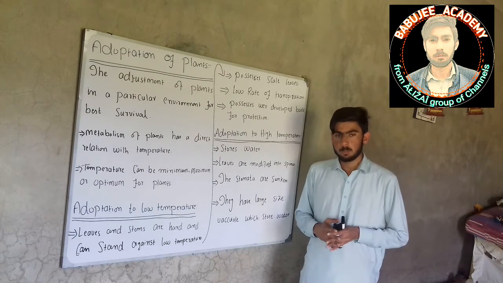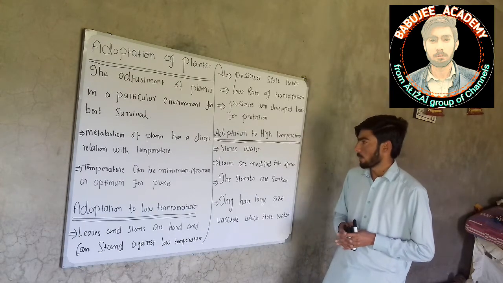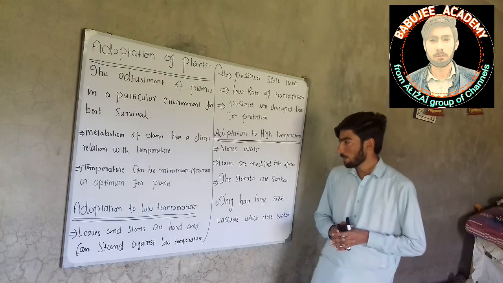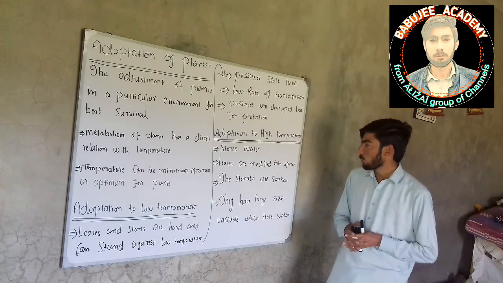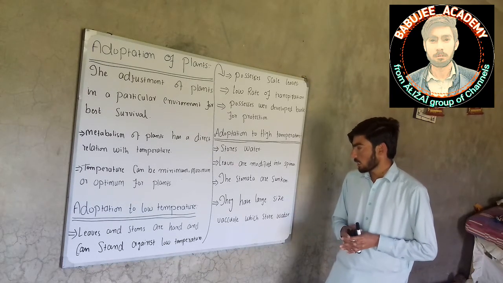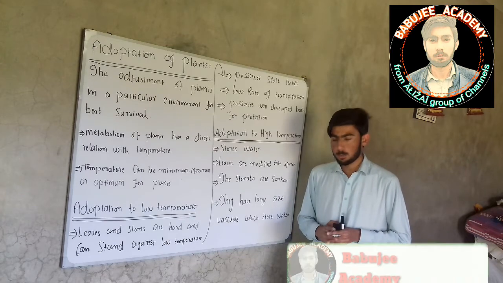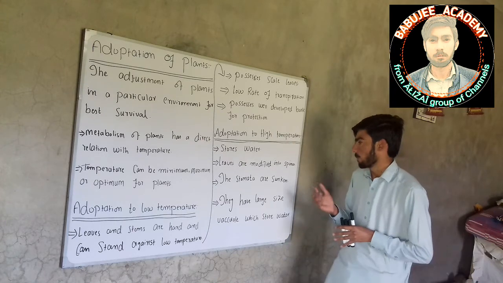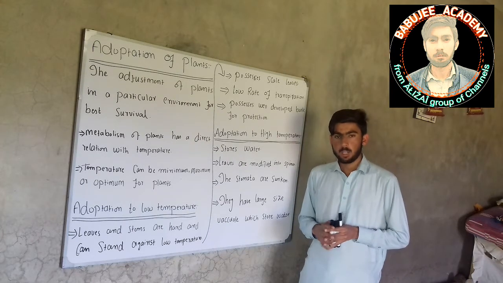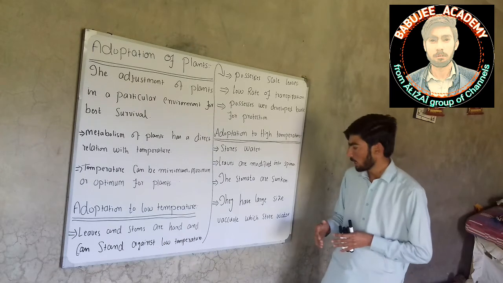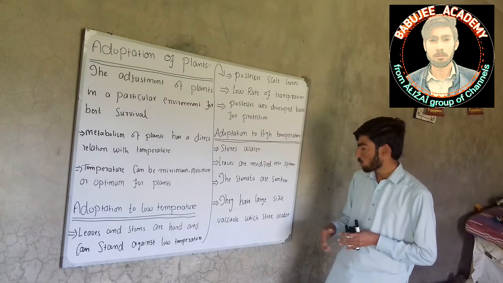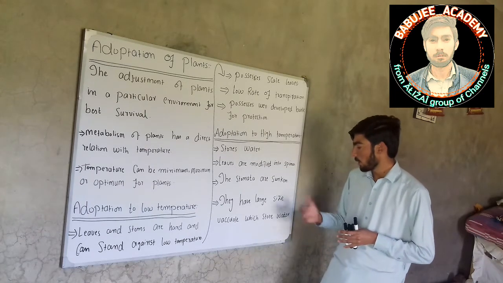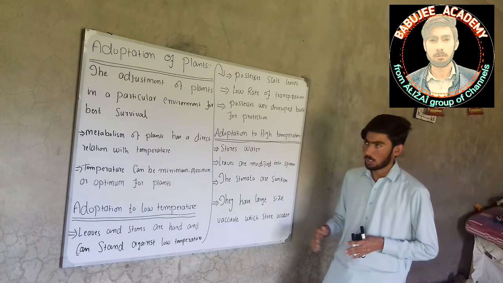Now what adaptation do plants make to high temperature? They store water for different types of metabolic activities. Leaves are modified into spines. The stomata are sunken in order to reduce transpiration. Transpiration is the loss of water through the leaves of plants. They have large size liquid which stores water, in order to adapt themselves to high temperature.